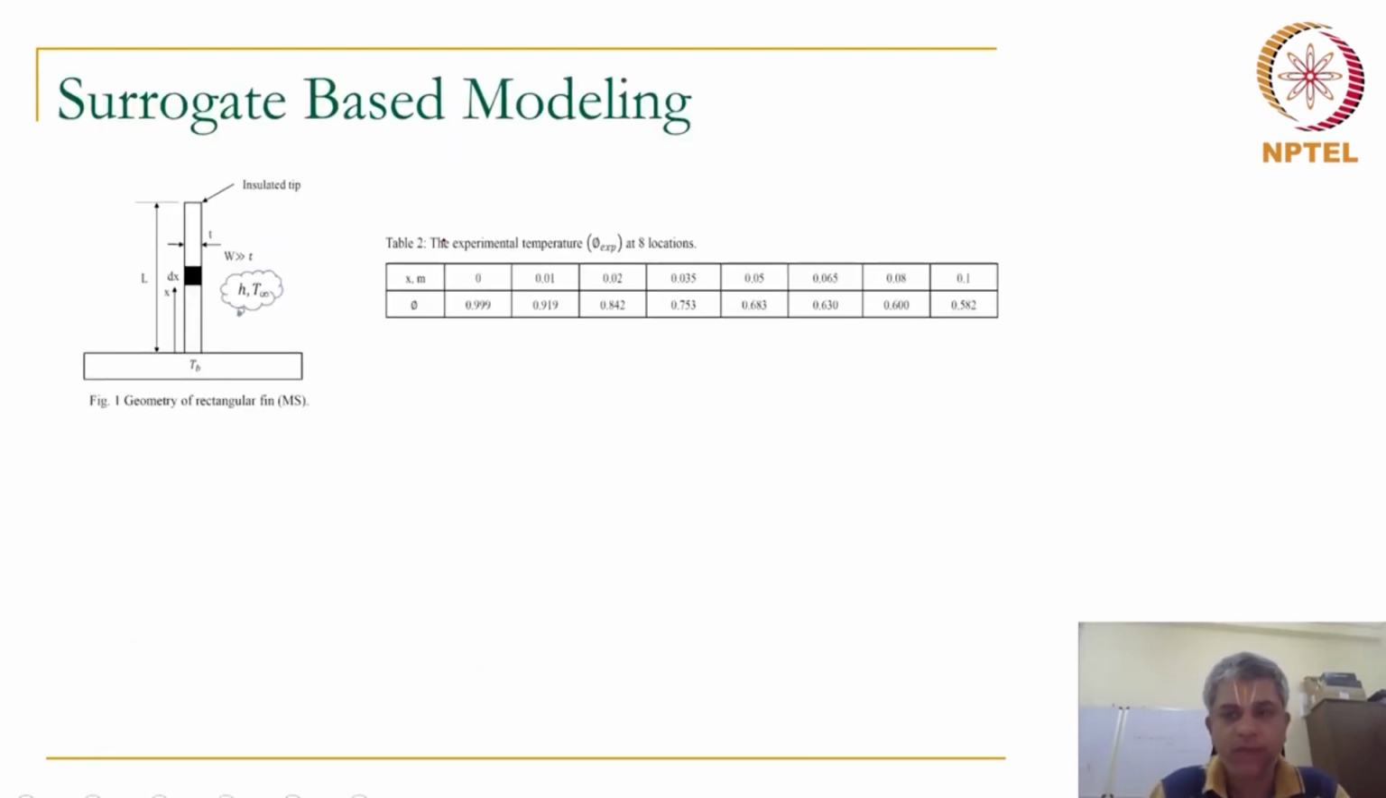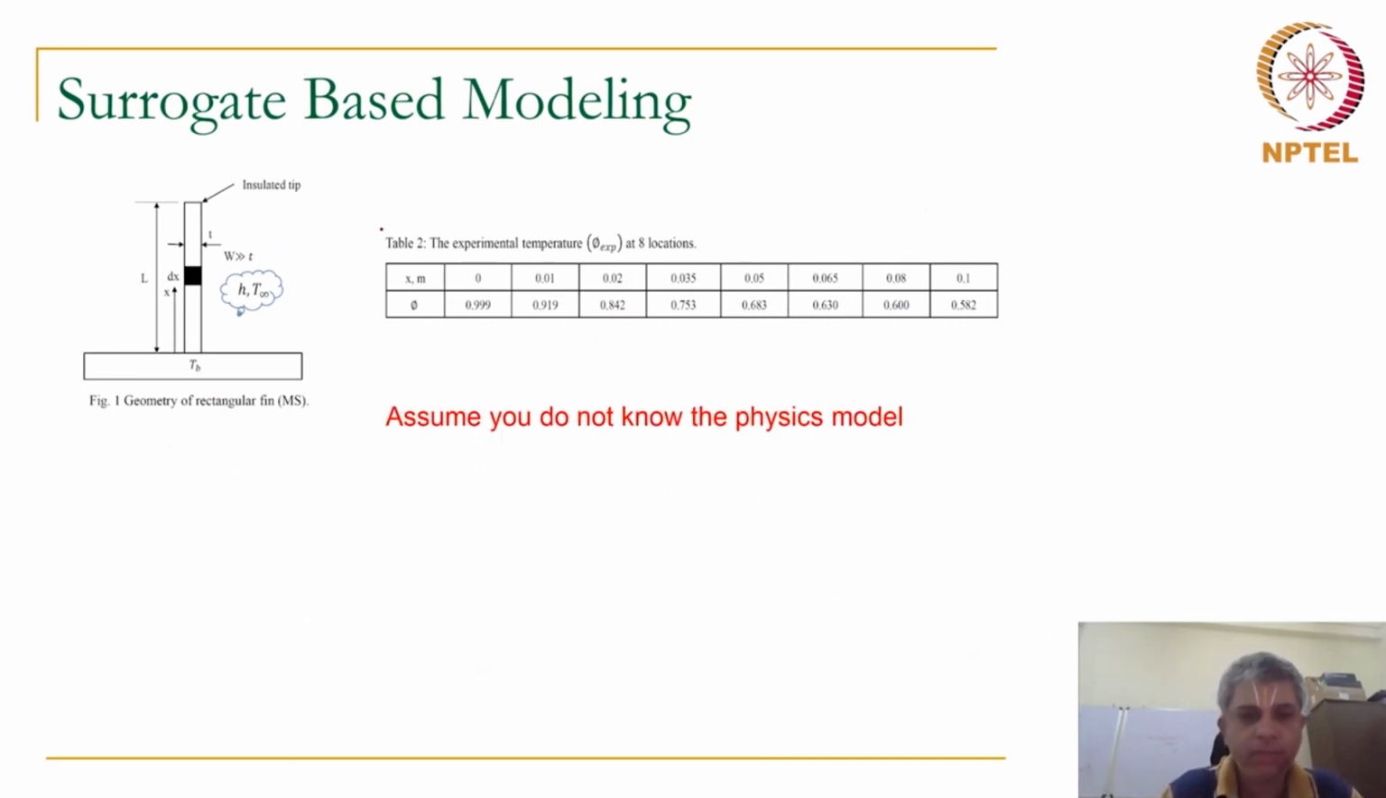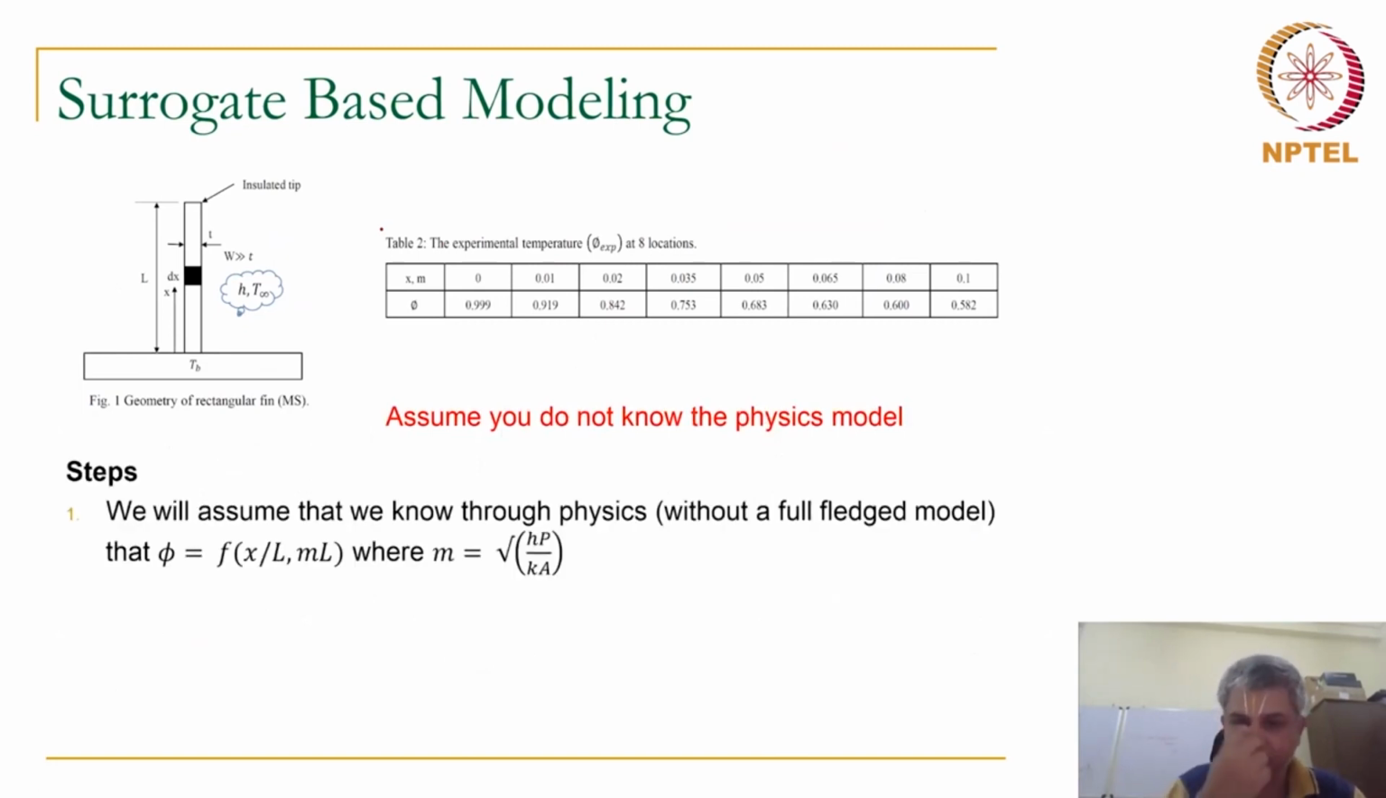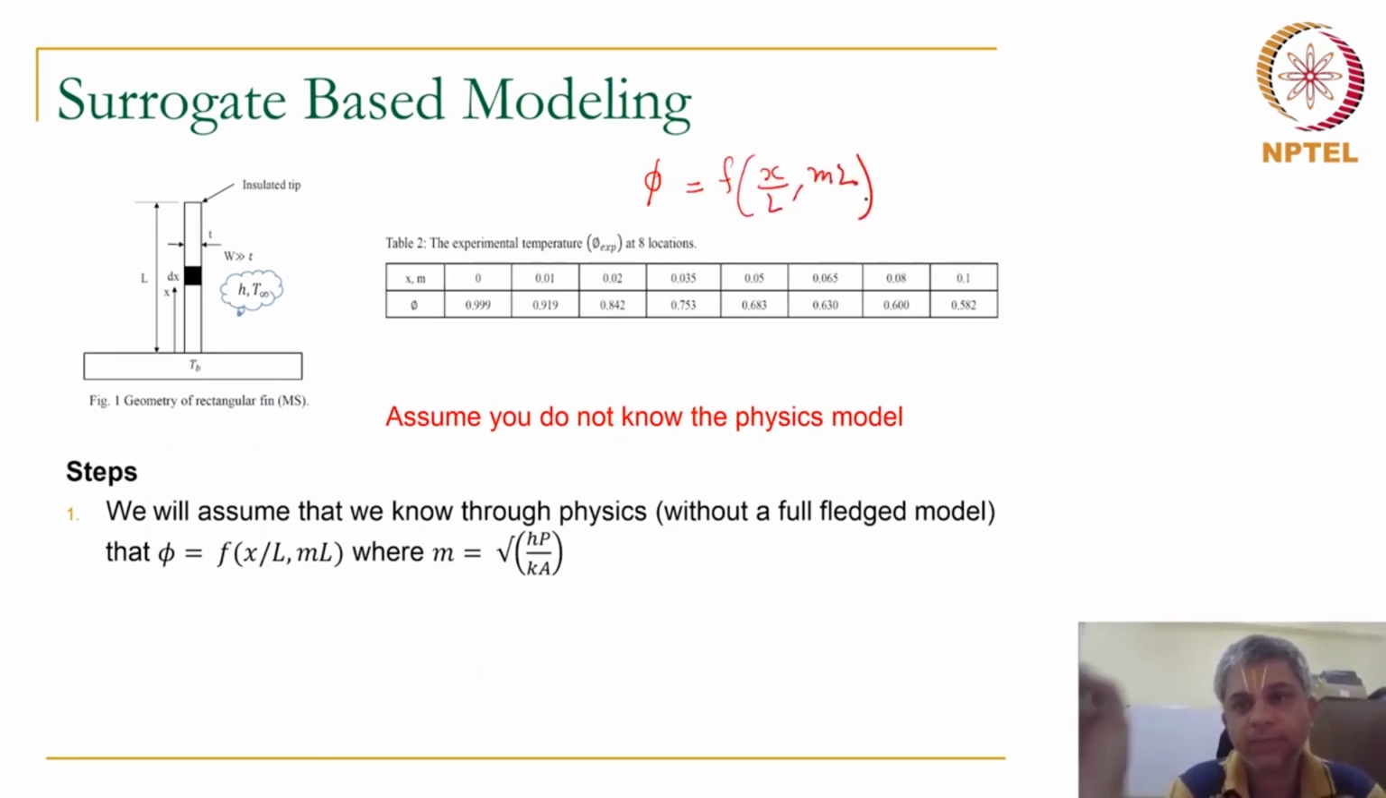So this is the process we are going to follow. We do not know the physics model. So the first step is we will assume that through some physics knowledge of the problem, this function phi that I want to find out a forward model for, an approximation model for, is some function of x by L and mL.